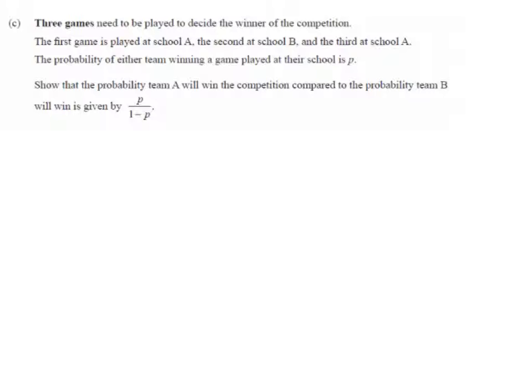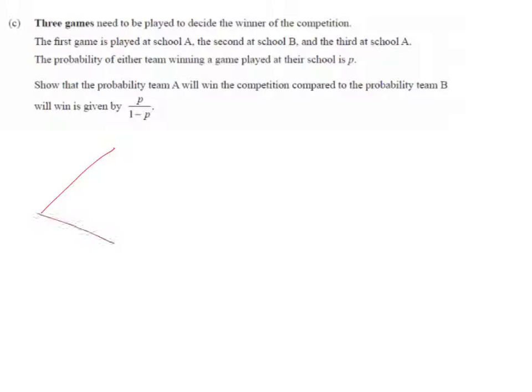Next question. 3 games needed to be played to decide the winner of the competition. The first game is played at A, and then at B, and then at A. So we've already seen that structure, so that's what we're going to be working with here. The difference is that we're not told 3/4 and 1/4. We are told that the probability of winning at your own school is P.